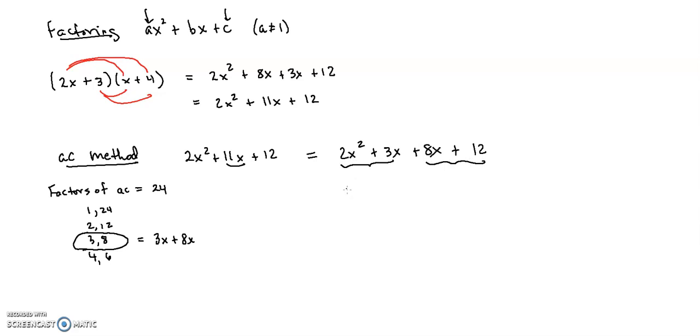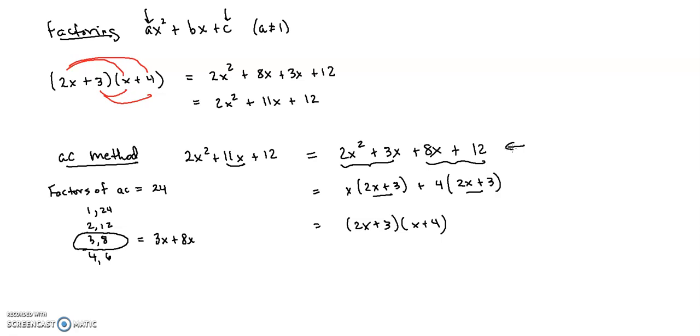Okay, so we can take an x out of the first term. We've got 2x plus 3. We can take a 4 out of the second group, and we're left with 2x plus 3. And the 2x plus 3's match. Remember, we're looking for that. So we can take the 2x plus 3 out to the front, and we're left with x plus 4. Okay, and if you look, that matches what we started with over here.